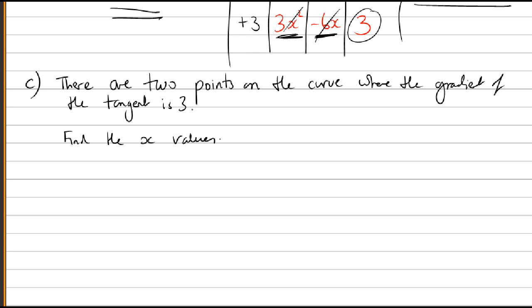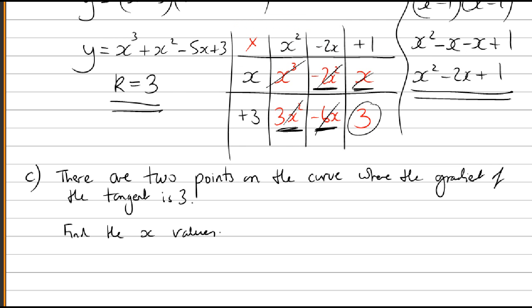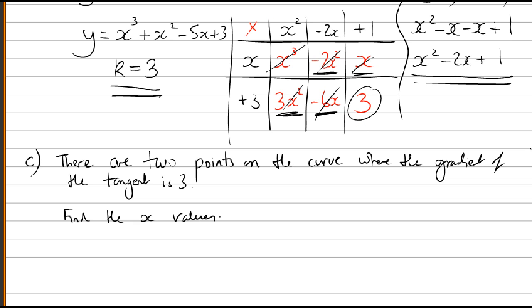In part C, the question is saying that there are 2 points on the curve where the gradient of the tangent is equal to 3, and we need to find the x values. So that's saying that the gradient of the tangent is 3, so what that really means is dy by dx equals 3, because dy by dx is the gradient function. So what we need to do is differentiate the answer we got in part B, differentiating y with respect to x.